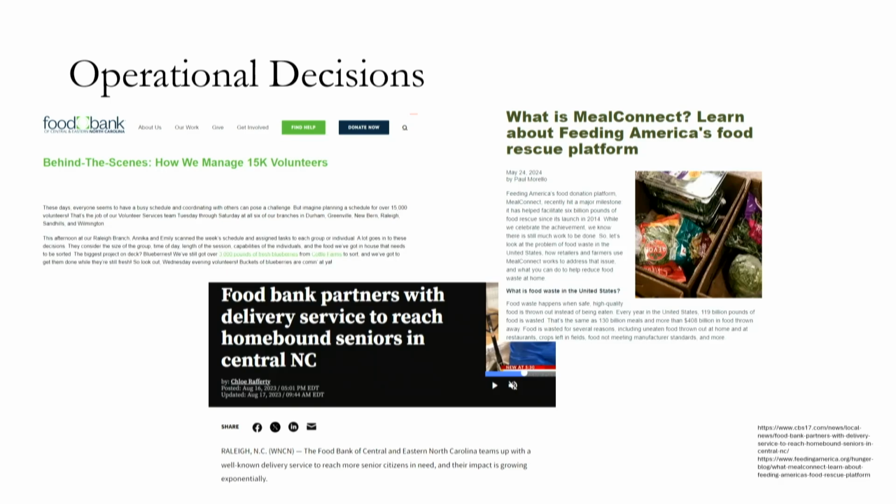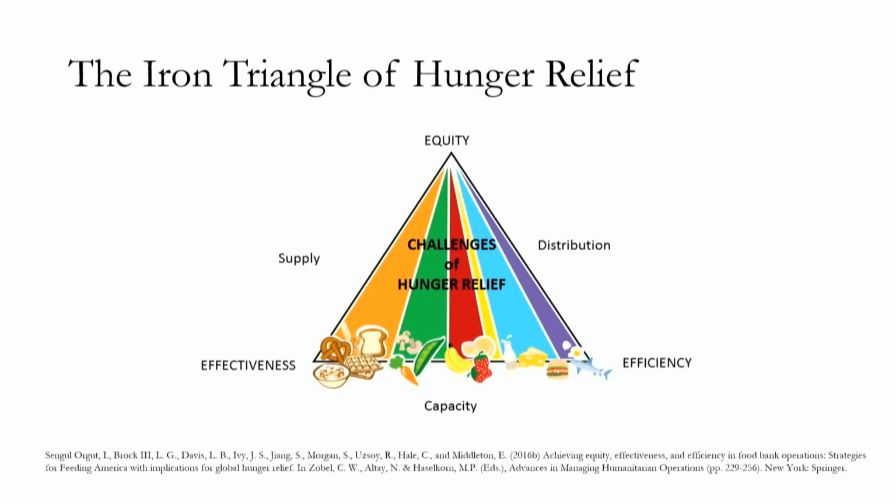And if it's an agency, which agency is best for rescuing that food? So again, these are decisions that food banks make. Typically when we talk about traditional supply chains, we talk about objectives like maximizing profit or minimizing lead time. Objectives like that are not relevant in food bank supply chains, and we typically talk about the objectives of equity, effectiveness, and efficiency, the triple E.